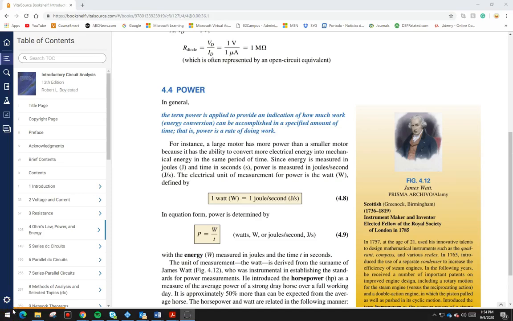Okay, and now we're going to look at the concept of power. Power is really an indication of how much work, or energy conversion, can be accomplished in a specific amount of time. So power is very dependent on time. It's the amount of work over a period of time. The unit of power is the watt, and we're going to use the letter W to represent watts.